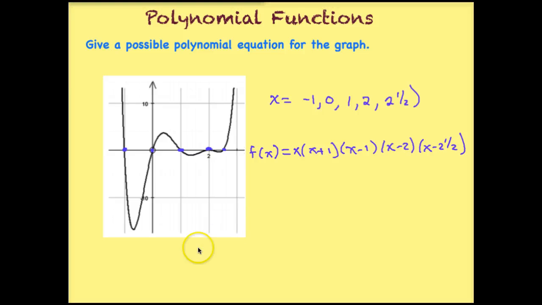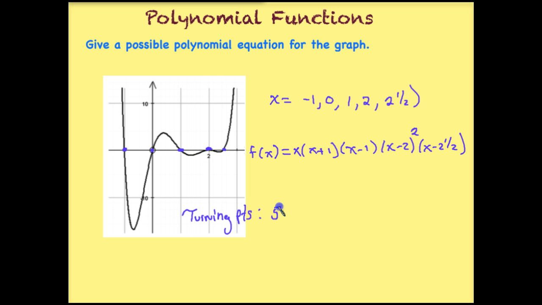Now here's the problem. I'm going to go ahead and I put my 2 here, but how do I know it's a 2? How do I know it's a 2 and not a 4 or a 6 or an 8? Well, that's where I'm going to look at my turning points. So how many turning points do I have in this graph? Well, we have 1, 2, 3, 4, 5.